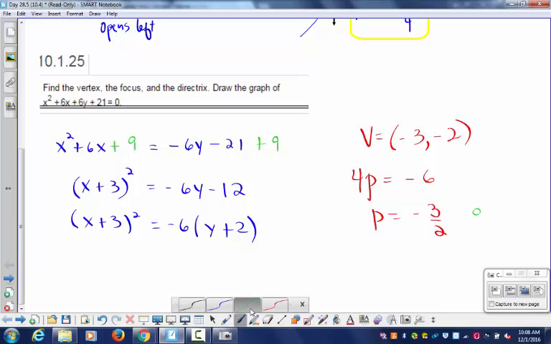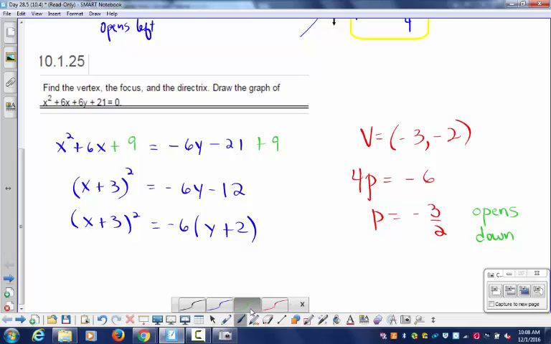Now we can identify what direction this opens. So first, should it open vertically or horizontally? The x is squared, the y is not, so that's a vertical parabola, opening vertically. And then is it opening down or up? Down. Because why? Because p is negative.